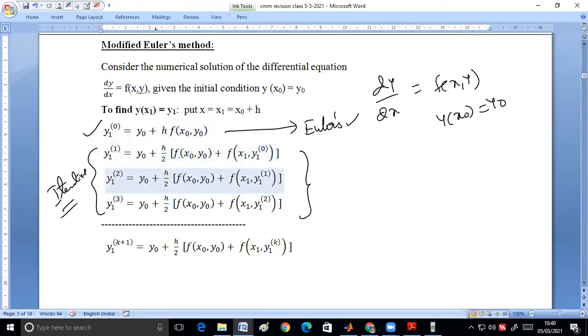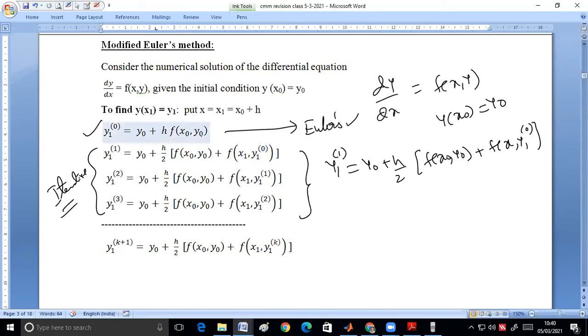Now f of x, y is nothing but the slope of the curve. Now we are modifying the slopes. What is the method? y1 equals y0 plus h by 2 into f of x naught, y naught, plus f of x comma y1. So now this is the first initial approximation. This is called the first approximation of y.